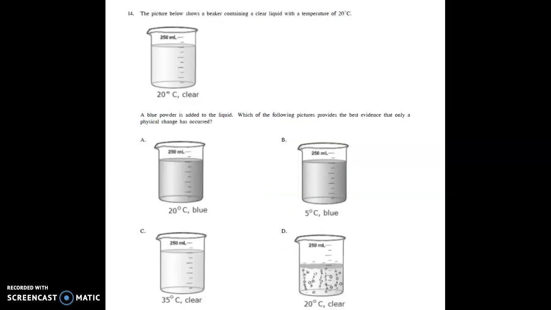Question 14. The picture below shows a beaker containing a clear liquid with a temperature of 20 degrees Celsius. A blue powder is added to the liquid. Which of the following pictures provides the best evidence that only a physical change has occurred?